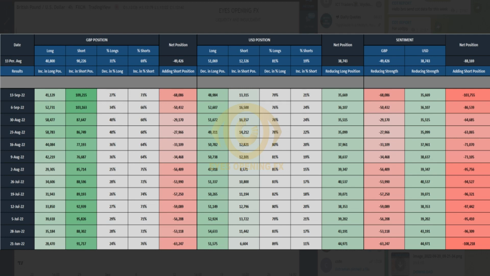All right, so if they're doing this, it shows on this GBP that it will soon go into consolidation. GBP itself, their overall net position is showing that they are adding to short position. That is the overall net position.